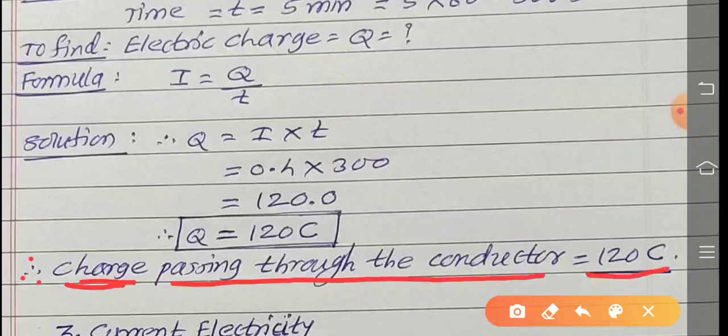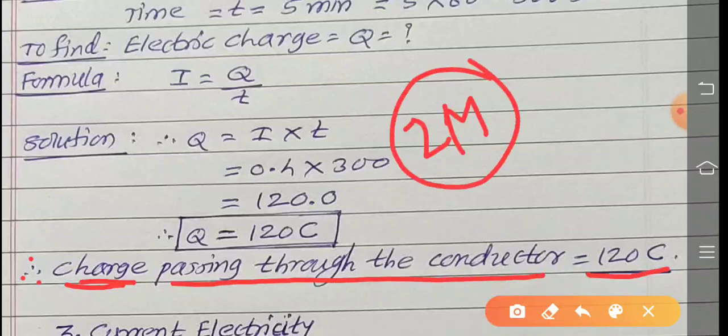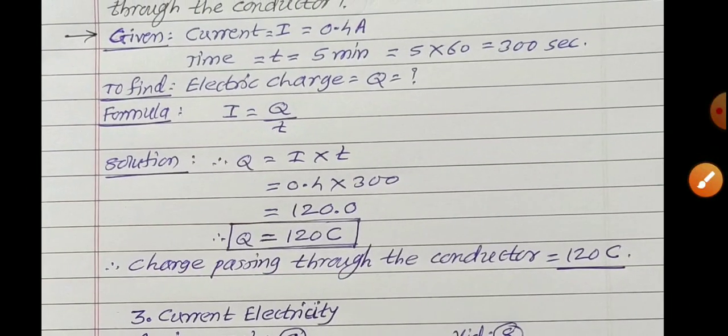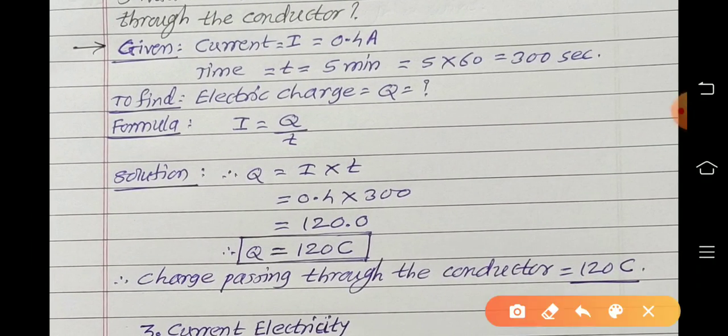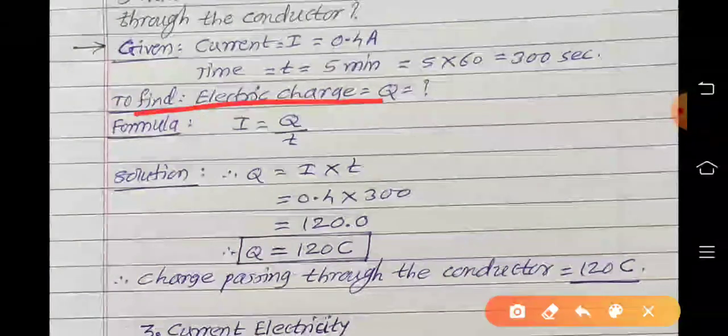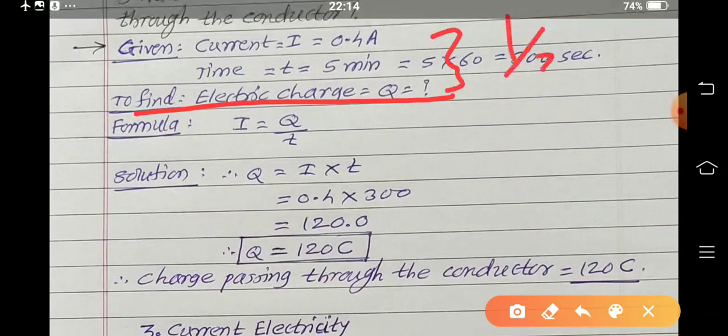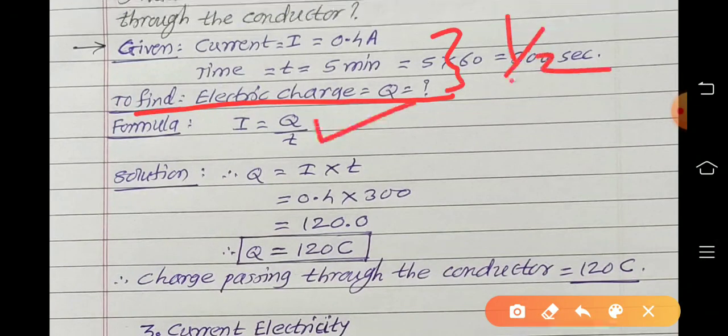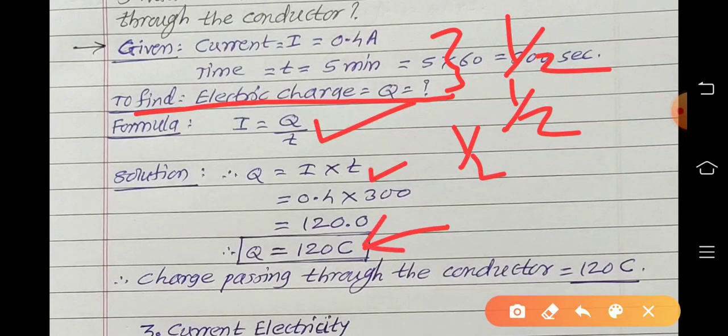This numerical question asks for how many marks? 2 marks. If you write the given and what we find out, you get half mark for this. If you write the correct formula, then half mark. If your substitution is correct after making the correction, or you directly substitute the values in the formula, you get half mark. And the final answer with the correct unit gets half mark. This is the way your 2 mark distribution works.